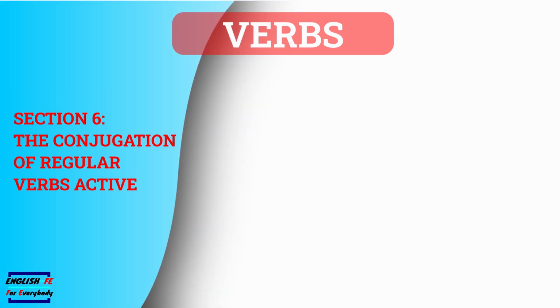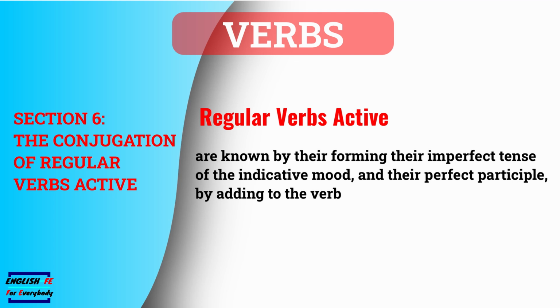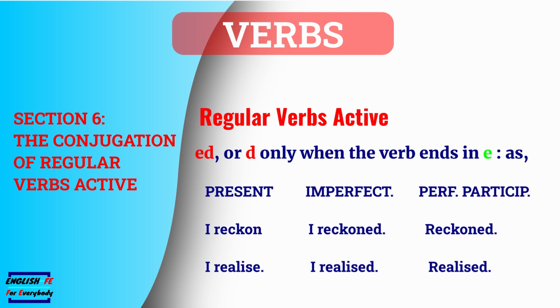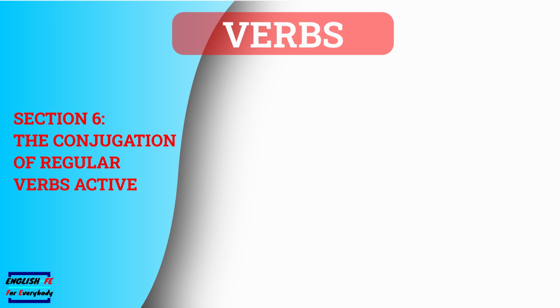Section 6. The conjugation of regular verbs active. Regular verbs active are known by their forming their imperfect tense of the indicative mood and their perfect participle by adding to the verb ed, or d only when the verb ends in e, as present, I reckon, imperfect, I reckoned, perfect participle, reckoned. Present, I realize, imperfect, I realized, perfect participle, realized.